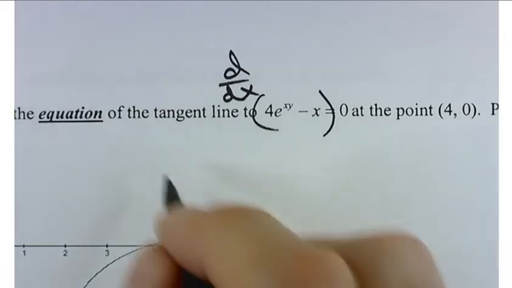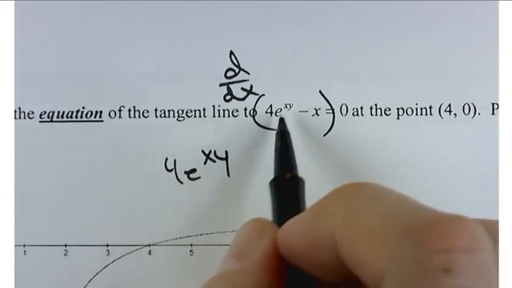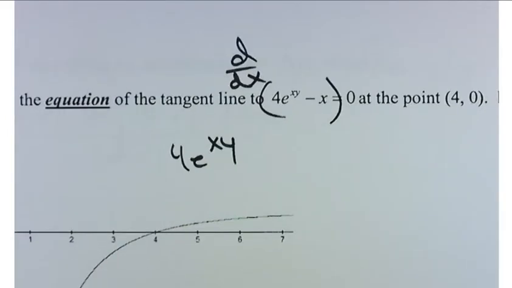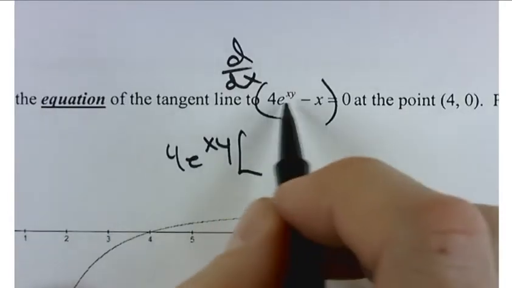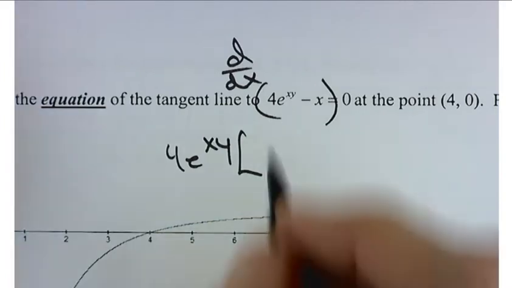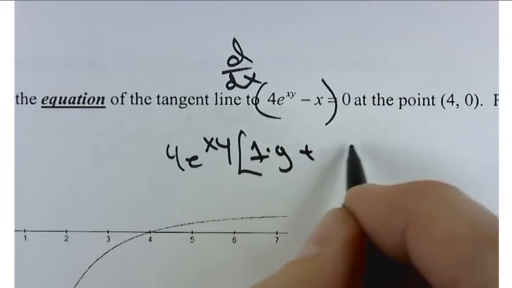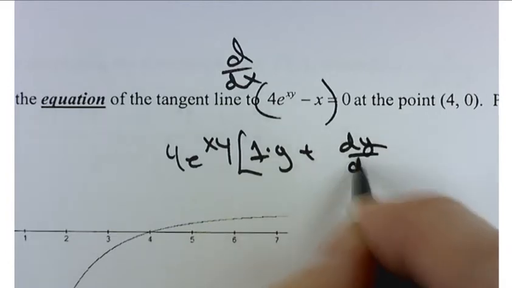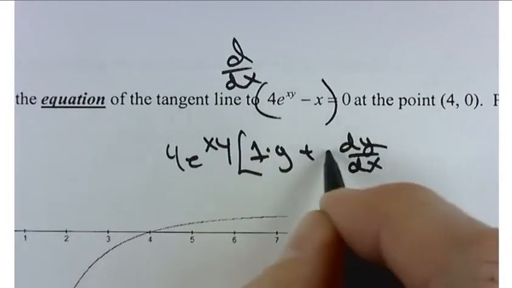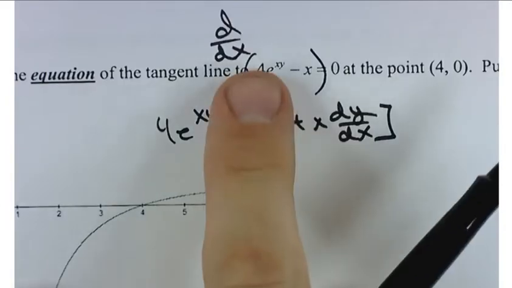So it's going to be 4e to the xy times the derivative of the inside. Now, what's the derivative of the inside? Well, we already differentiated x times y a minute ago, but it's kind of the same thing, right? Remember, we're going to get 1 times y plus dy by dx times x. But again, I'm going to write that x out in front. But that's just the derivative of that first part.